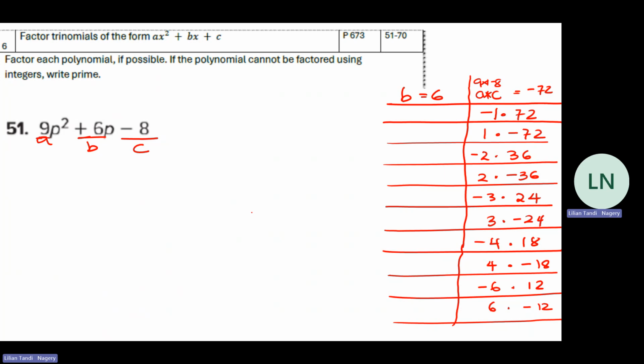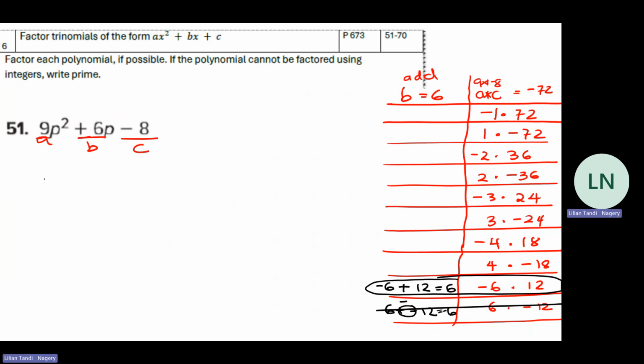Now on this side, you are going to add your factors. Who are you adding? You are adding 6 to -12. This becomes negative. 6 minus 12 is -6. You want +6. You don't want -6. This is not your answer. Then you do -6 plus 12. That gives you +6. So this is your answer.